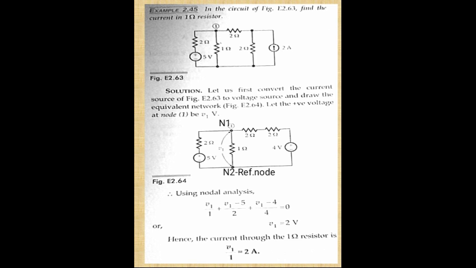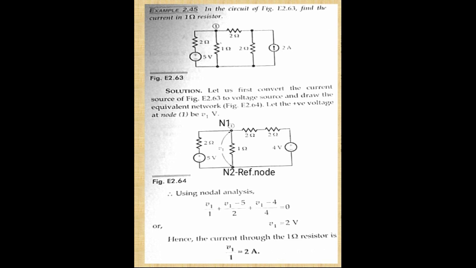This is due to substitution theorem. Now in the modified network, there are two nodes. One is N1 and second is N2. Now we consider N2 as a reference node. So the nodal equations will be 1. Now we write nodal equation at node number 1.